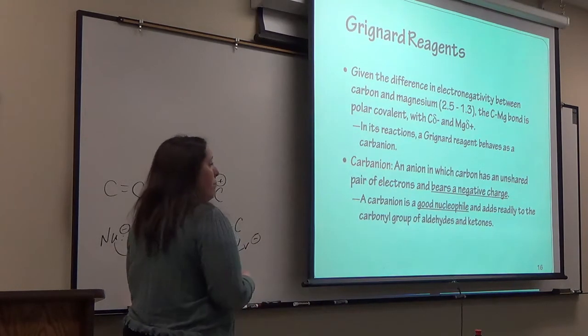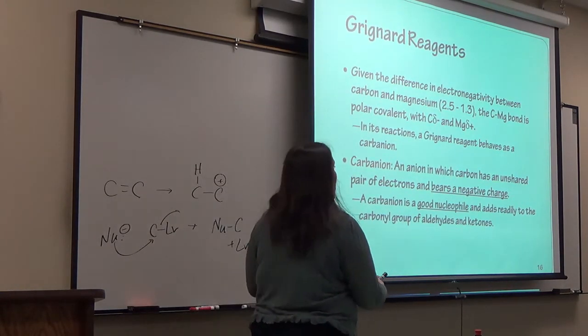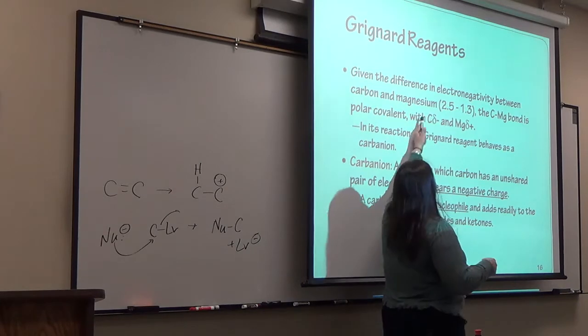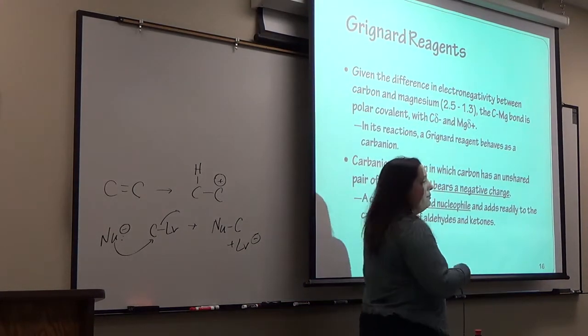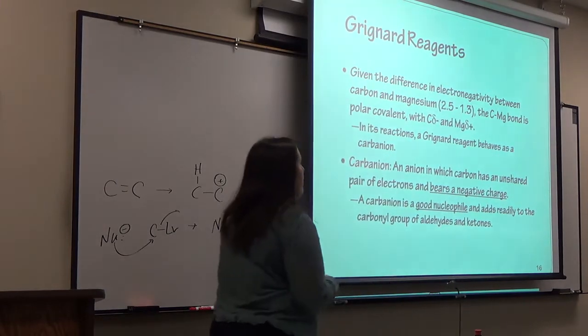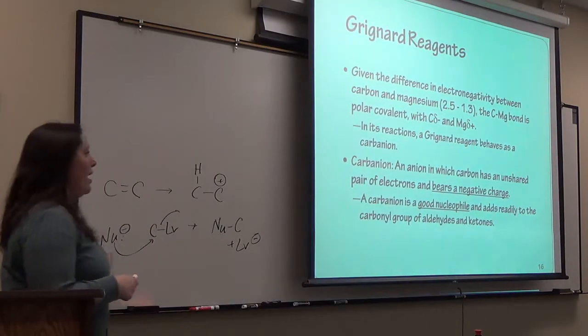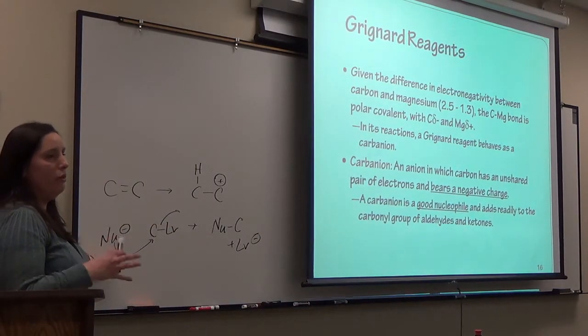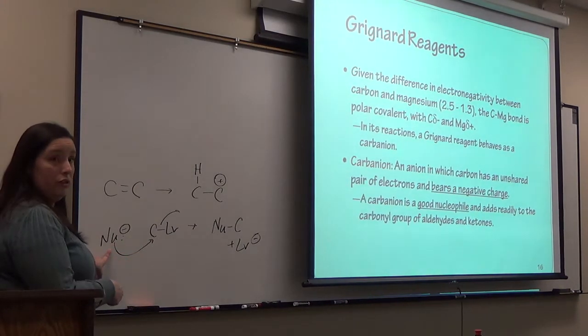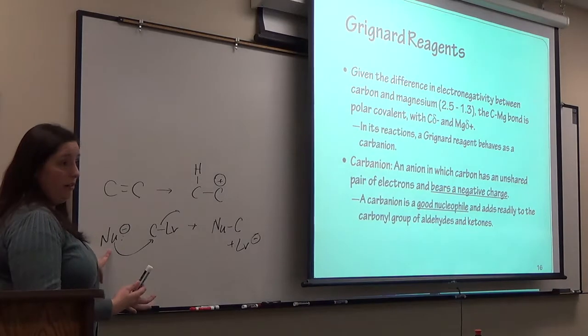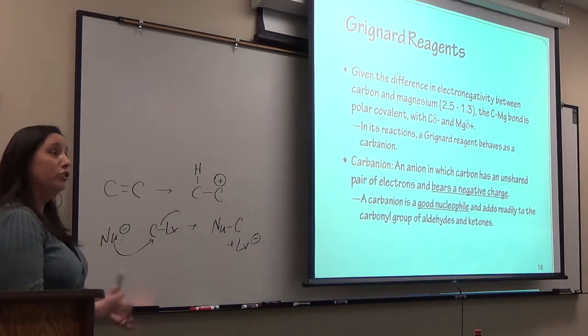And then what's going to happen is magnesium tends to be positive, which is going to allow the carbon to become negative, which is what we call that carbanion. And the carbanion is going to serve as our nucleophile. So again, when you see Grignard, you should think the nucleophile is a carbanion. Does that make sense? So that's really what you're trying to figure out.